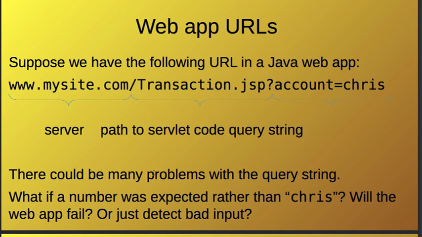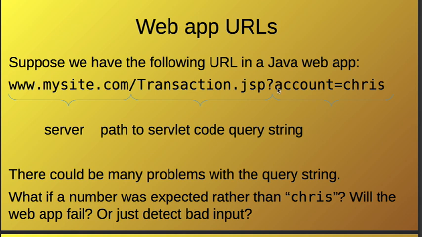Okay, so there are problems with web app URLs too. Suppose we have the following URL in a Java web app. Here is how you parse such a URL. You start with a fully qualified domain name, usually www.domain name, and then the path to some, let's say, servlet code. In this case, we're looking at JSP, Java Server Pages. If you're not familiar with Java Server Pages, it's not a big deal. For the most part, all you have to remember is that you can have something executing on the server side.